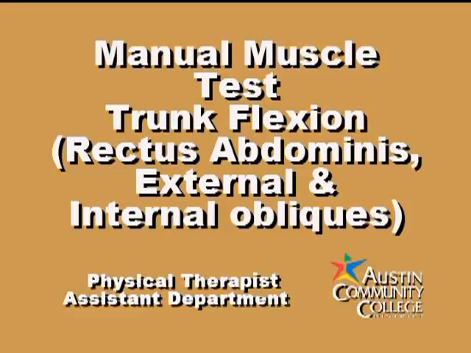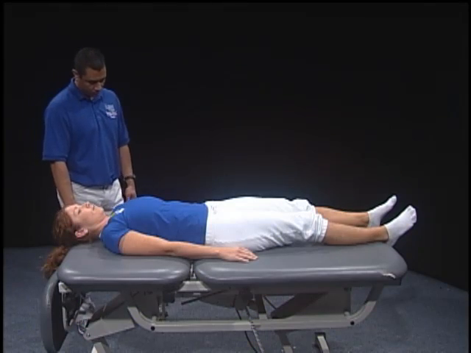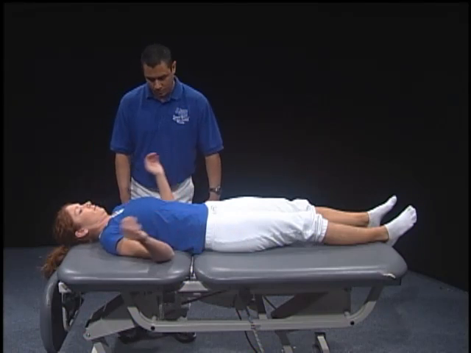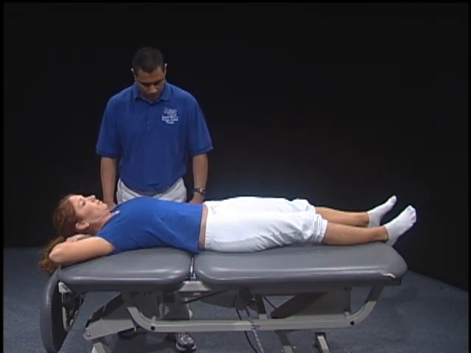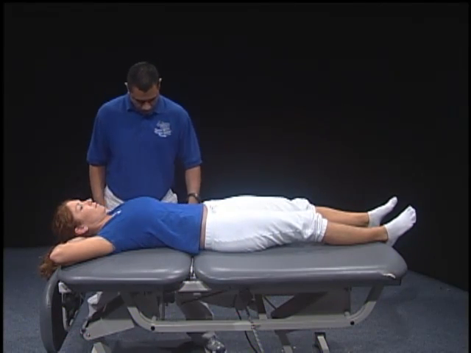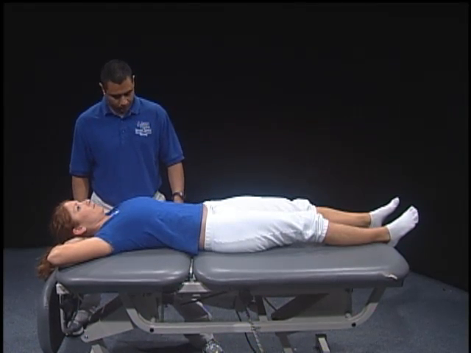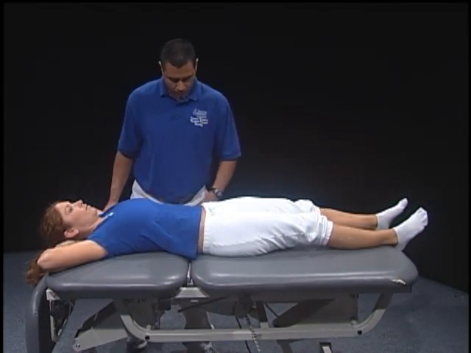MMT trunk flexion, rectus abdominis, external and internal obliques. Position the patient supine with the hands clasped behind the head and the legs straight. Stand at the side of the patient's chest to be positioned to check the inferior angles of the scapula. With no other weakness present, you do not need to touch the patient.